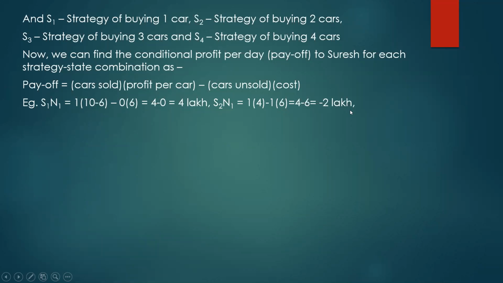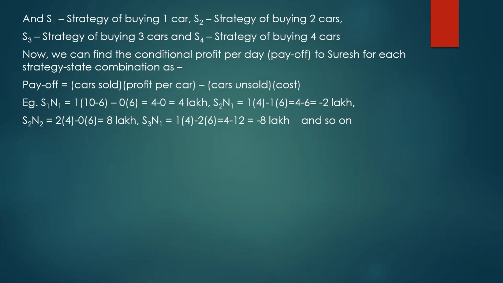So in a way, you can say there is a loss here. Similarly, you can do the calculation for the other strategies. Let us say I'm doing it for S2N2. Now, in case of S2, S2 means we are buying two cars. And N2 means there is a demand of two cars. So I am selling both the cars. So it will be 2 multiplied by 4. And there's nothing left. So unsold cars is 0, which will give me 0 here. And ultimately, the answer here will be 8 lakhs.